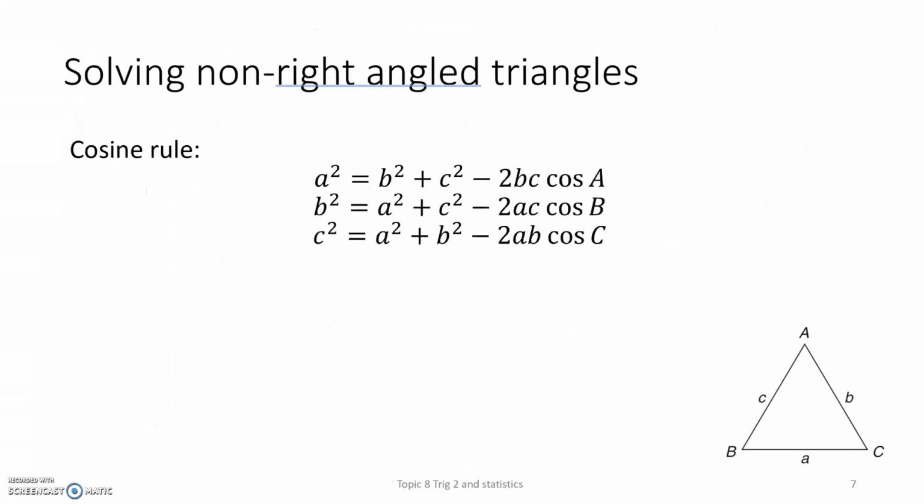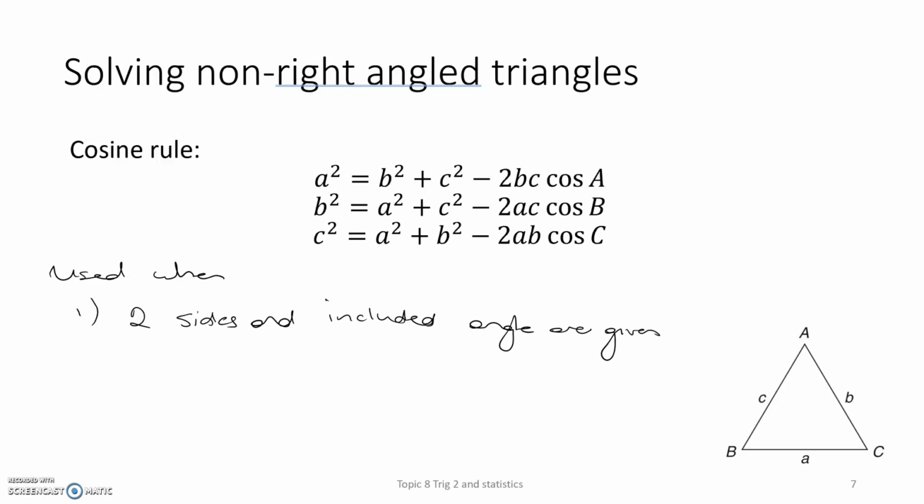Then another rule that we've got is the cosine rule. Again, it's not for right-angled triangles. The cosine rule is used when two sides and an included angle are given, or when all three sides are given.